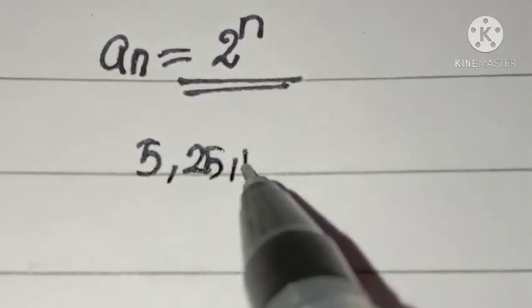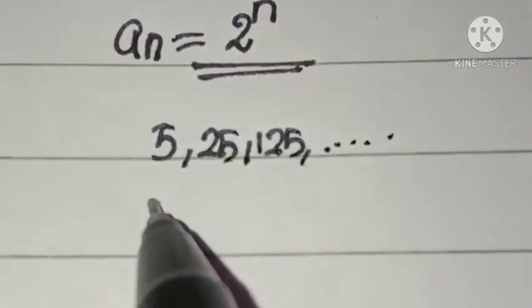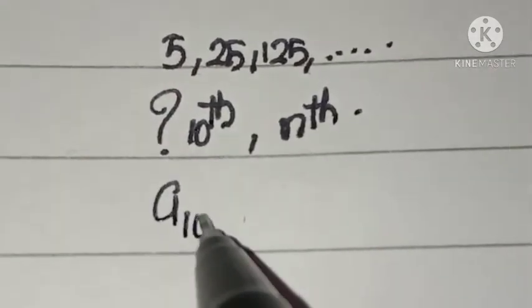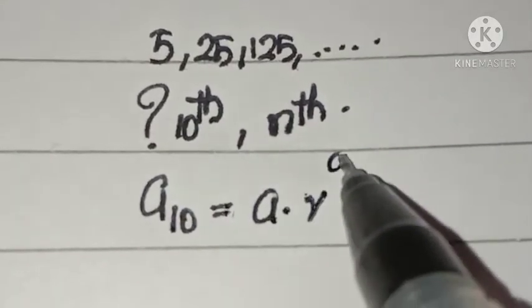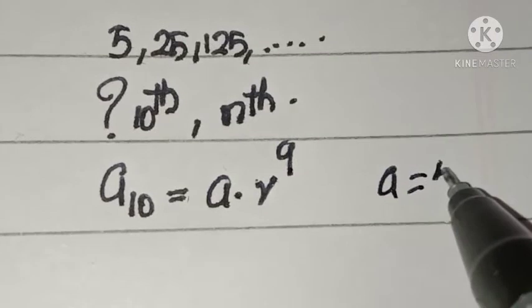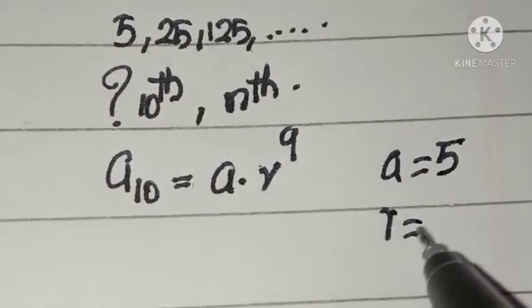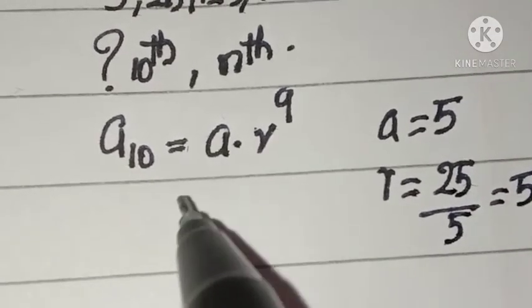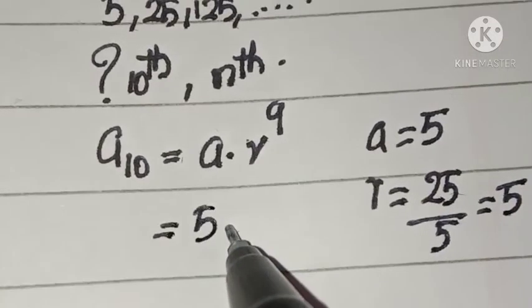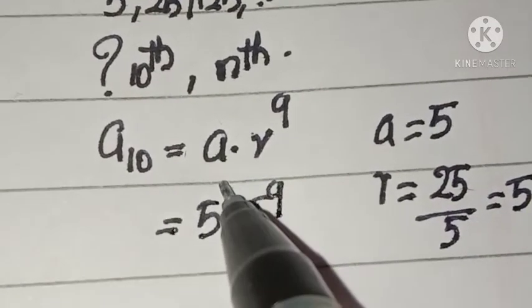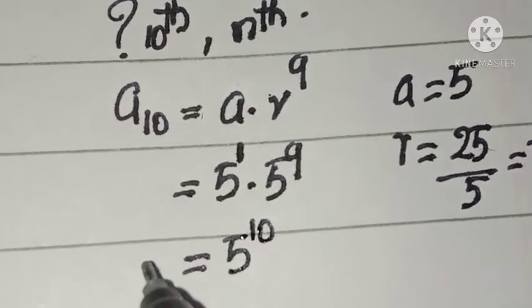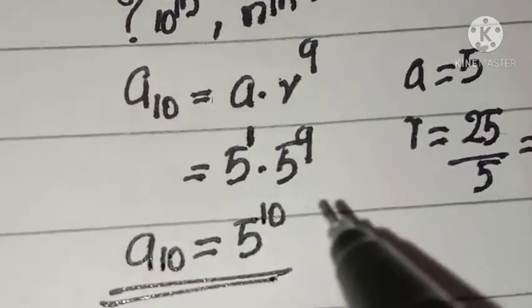Okay. Suppose we have a GP 5, 25, 125, etc. We need to find the 10th term and the nth term. So the 10th term A10 can be written as A into R raised to 9. Here A, the first term, is 5. R, the common ratio, is the second term by the first term, that is 5. So what is the 10th term? 5 into 5 raised to 9. So 5 means 5 raised to 1. So 5 raised to 1 into 5 raised to 9 is 5 raised to 10. So the 10th term is 5 raised to 10.